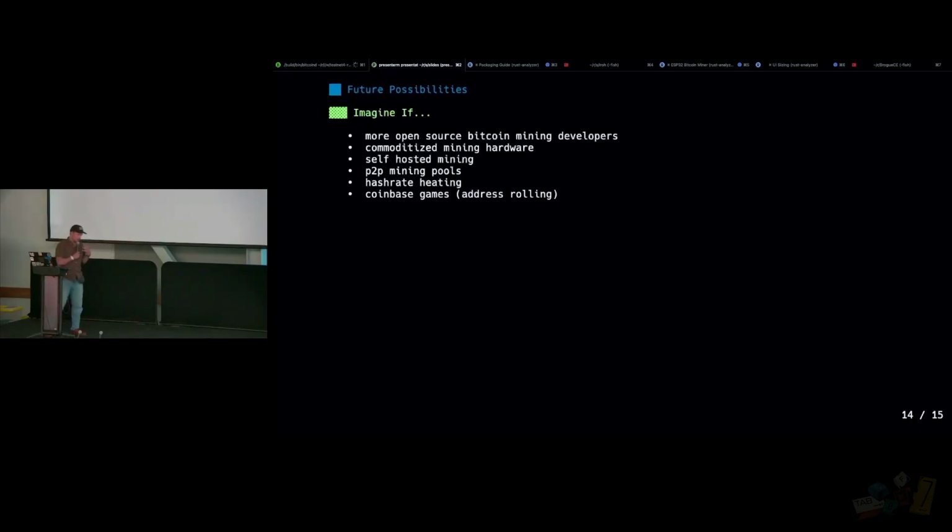Coinbase games, like what can you do in a Coinbase transaction? Again, who gets paid in the Coinbase transaction matters. If you're mining, you can do some novel things with that, but most miners just mine to one address. It's very boring. But if you are privacy-minded, you can roll that address. And again, we have the tools in the Rust ecosystem to enable that. So let's do some more fun things in Coinbase.